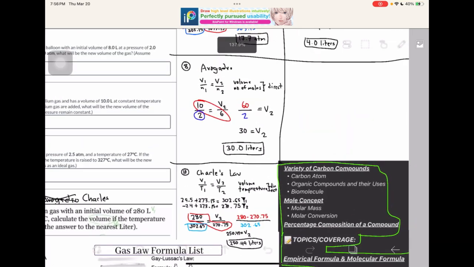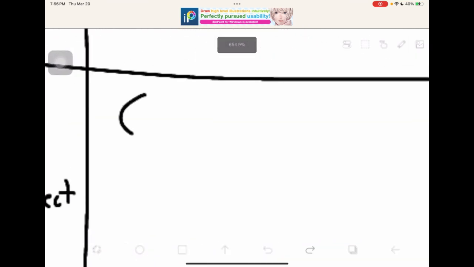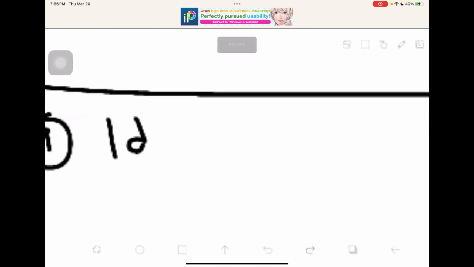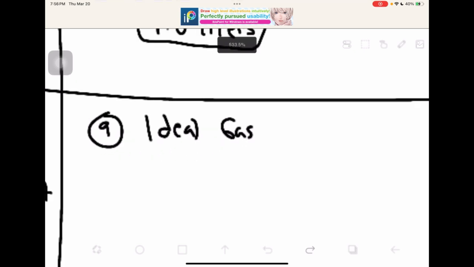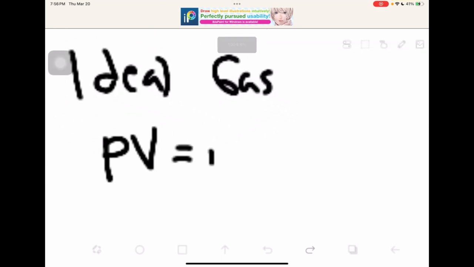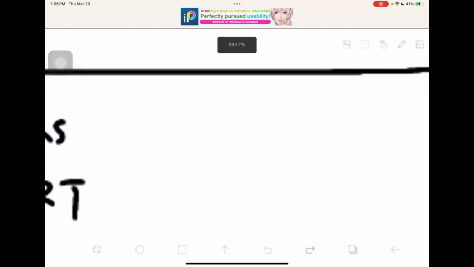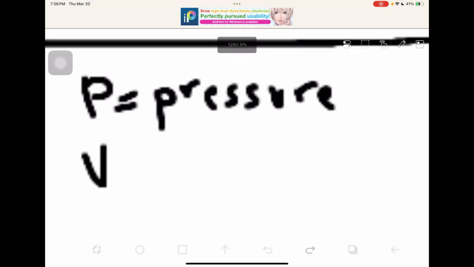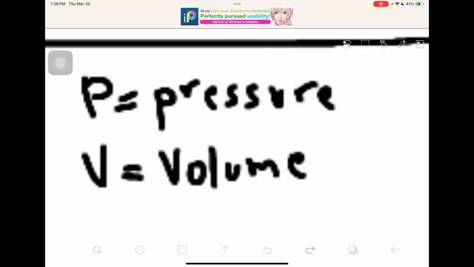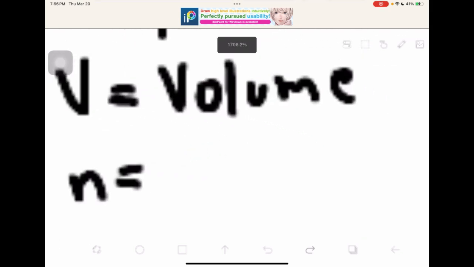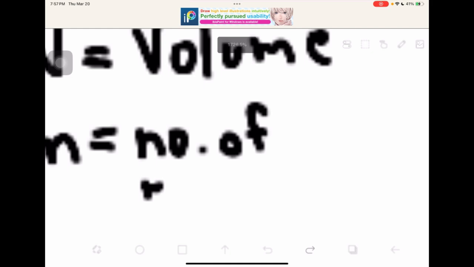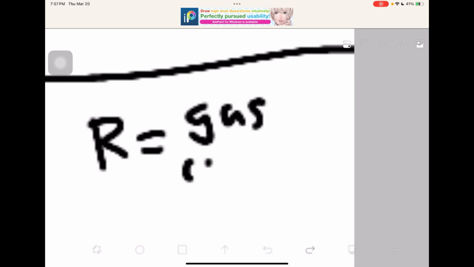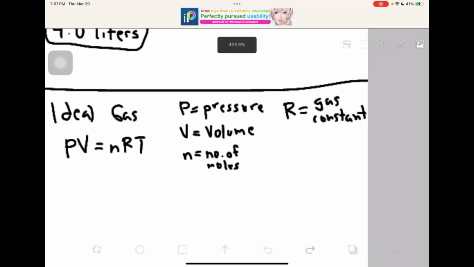Ideal Gas Law. Arguably the most hated one. Oh my gosh. Anyway. Ideal gas: PV equals nRT. I'll just elaborate that. P is pressure, V is volume, n is number of moles, R is the gas constant, and lastly, T is temperature.